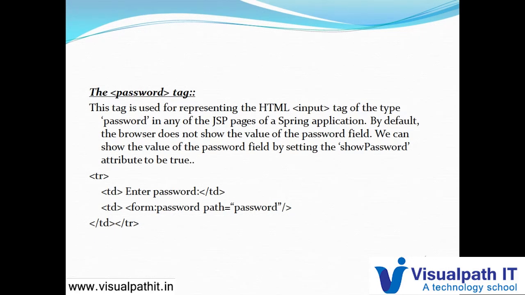By default, the browser does not show the value of the password field. We can show the value of the password field by setting the show password attribute to true. Usually this show password attribute will be there inside the form:password itself. If we enable it as true, then we can see whatever the password is, but usually it will be made false, or it will not be enabled at all. So form:password path is equal to password is the syntax that is generally used.